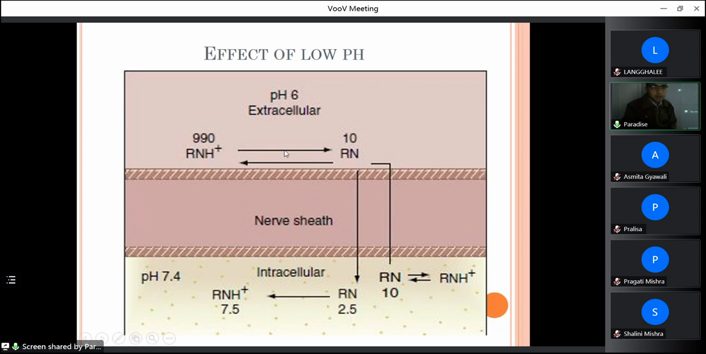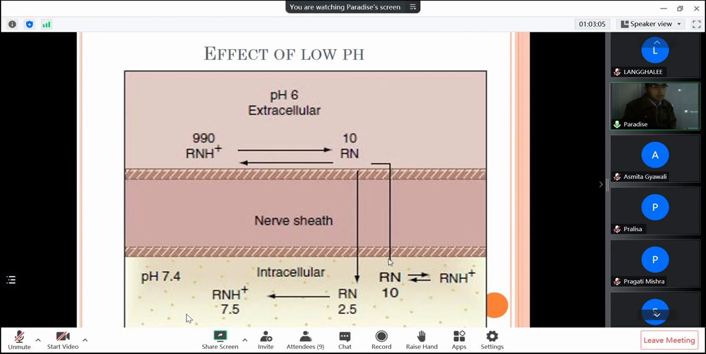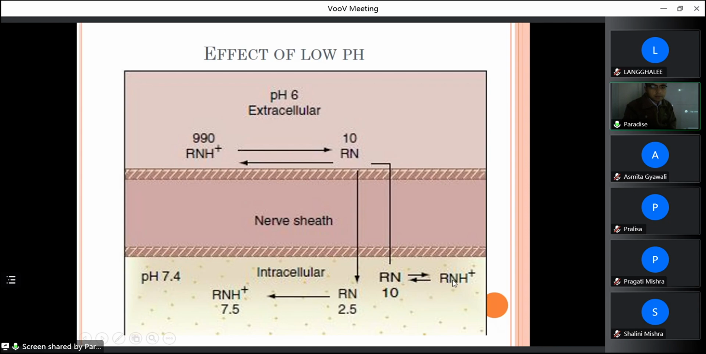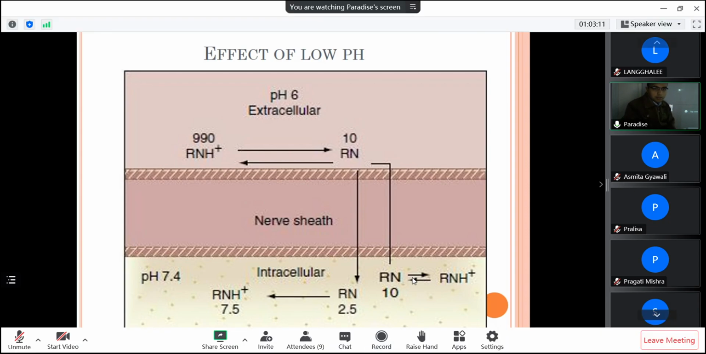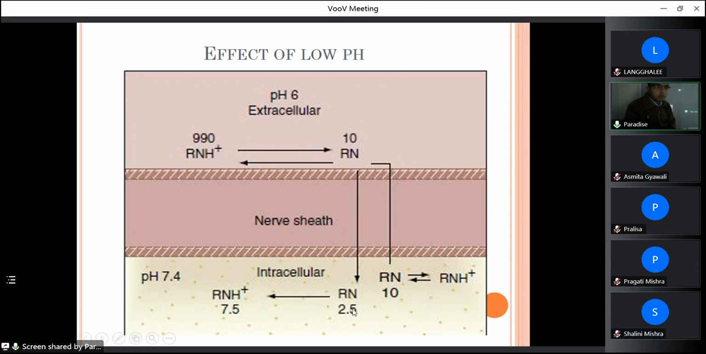So what happens in this condition? If you remember the previous slide, about 250 molecules dissociated into RN, but here only 10 molecules have dissociated into RN. Now these 10 will enter the intracellular fluid. They cross the lipid membrane and react again with H+ ion and form RNH+. Among those 10 molecules, 7.5 molecules will form RNH+ ion, and only 2.5 will form RN.